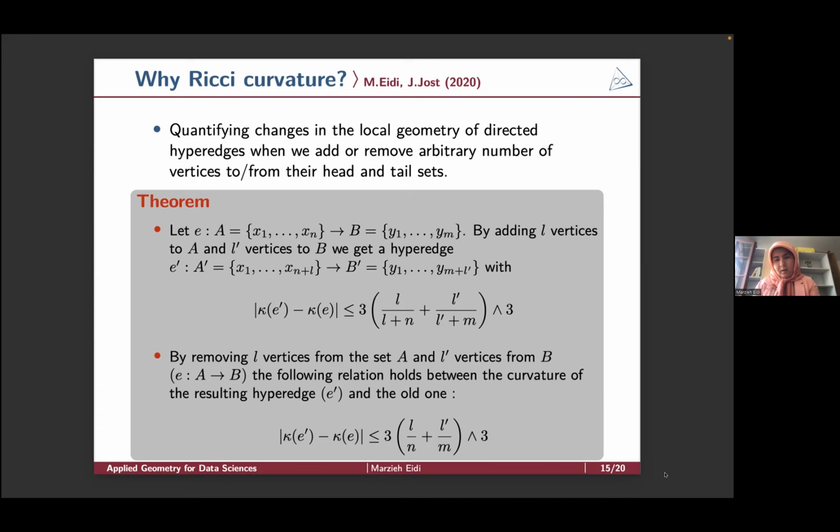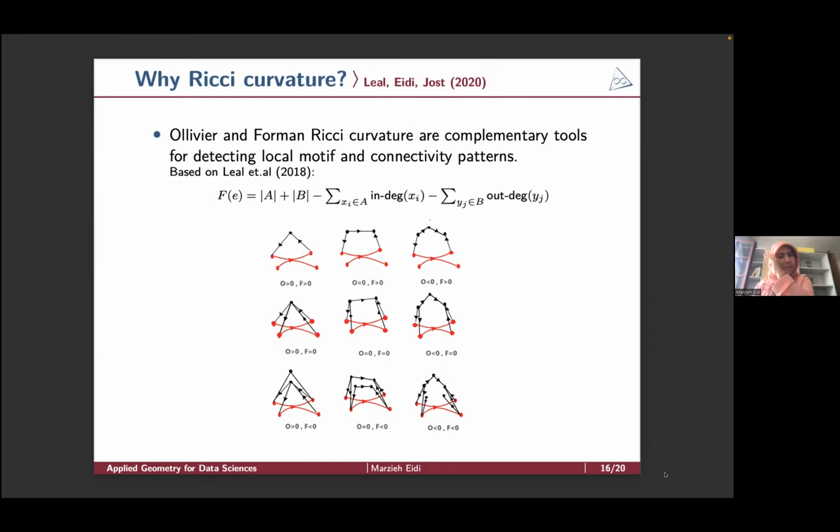But another thing that we have is that Ollivier and Forman-Ricci curvature that you already heard about are complementary tools for detecting local motifs and connectivity patterns in complex networks. As you've heard, Emil talked about Forman-Ricci curvature of graphs. And one of my colleagues with his co-authors developed it to directed and undirected hypergraphs. And this is one of the versions that we have for the directed hypergraph case.